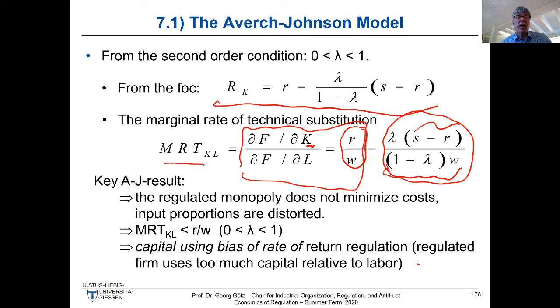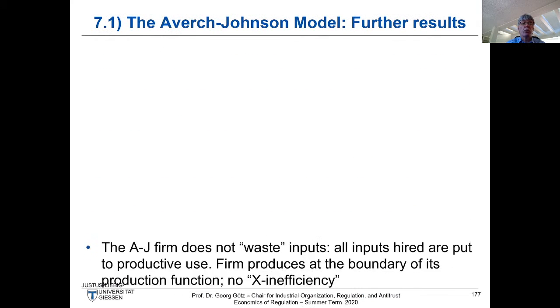We will have an assignment where you just calculate that. So we have diminishing marginal product, and what you do as a company in order to satisfy this condition, you increase K. And what does that mean? The regulated monopoly does not minimize cost. Input proportions are distorted, and you have a capital-using bias of the rate of return regulation. The regulated company uses too much capital. That's pretty much what the Averch-Johnson model says.